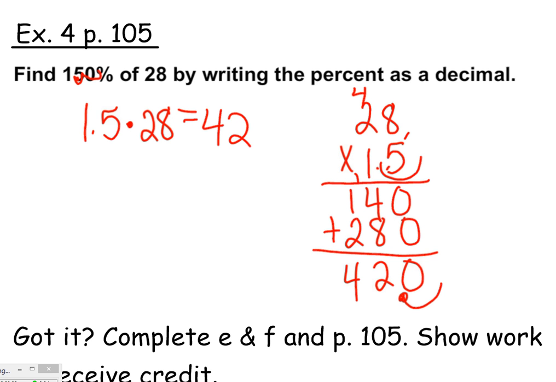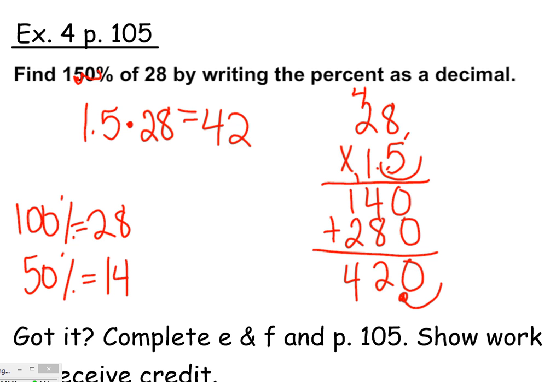Now, just by checking, 150%. 100% of 28 is 28. Okay? 50% of 28 would be 14. If I combine 100 and 50%, that'd be 150%. 28 plus 14 is 42. So I'm double checking by showing you a different method of just making sure that our answer seems accurate.